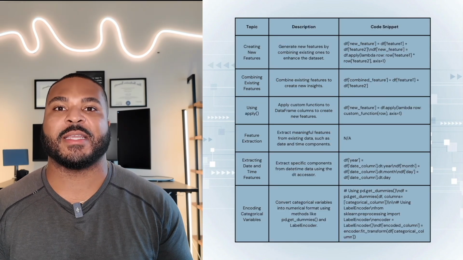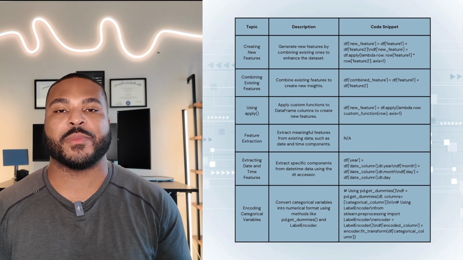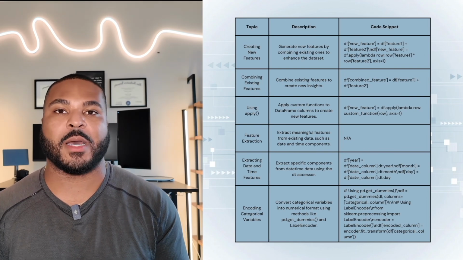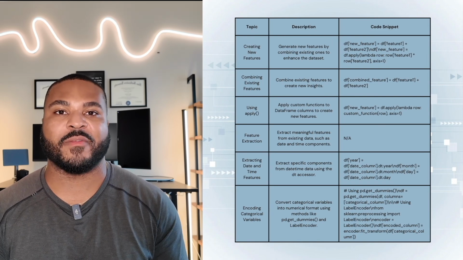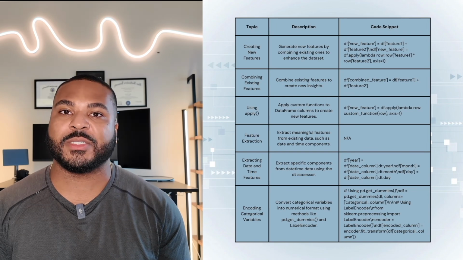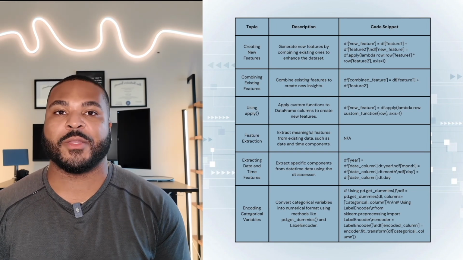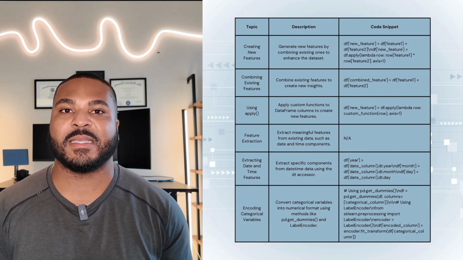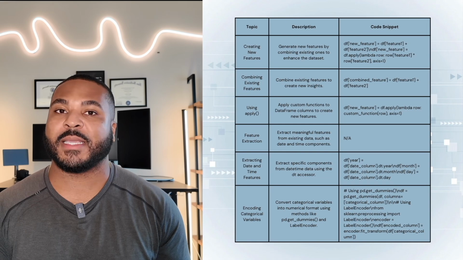Feature engineering is the process of creating new features from existing data to improve the performance of machine learning models. By generating these new features, you can provide more relevant information to the model, leading to better predictions. You can create new features by combining existing ones or applying custom functions. You can create new features by combining existing features in various ways, such as addition, subtraction, multiplication, and more.